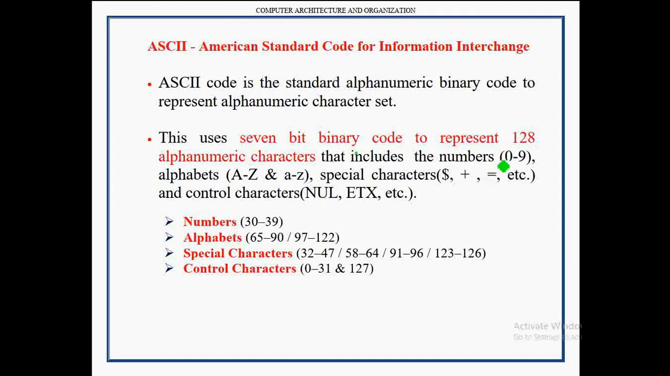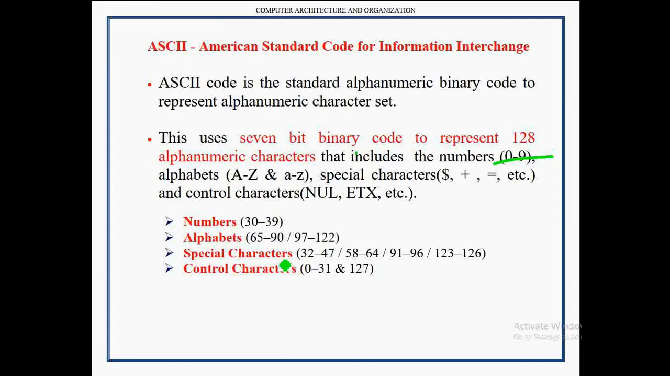Numbers from 0 to 9 are represented by the 7-bit alphanumeric binary code that is equivalent to the decimal values 30 to 39. Whereas alphabets from A to Z are represented by the 7-bit ASCII code that is equivalent to the decimal values from 65 to 90 and 97 to 122.